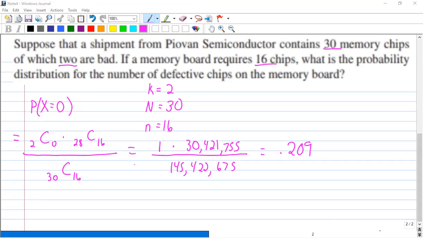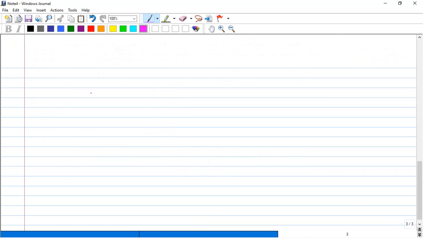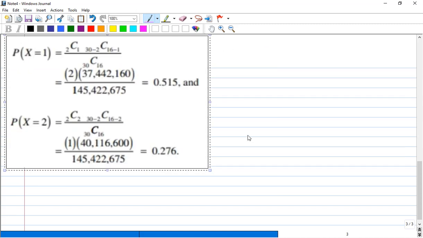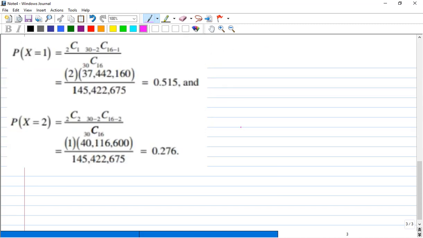So that's the probability that I would get no bad chips on my memory board. And then here are the probabilities for 1 bad chip and 2 bad chips.